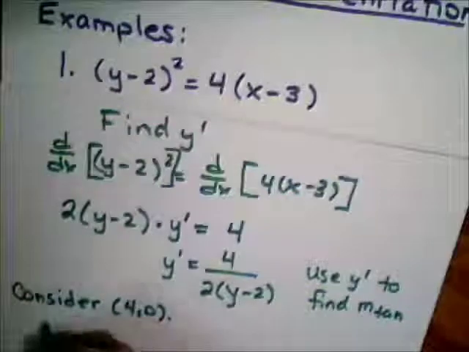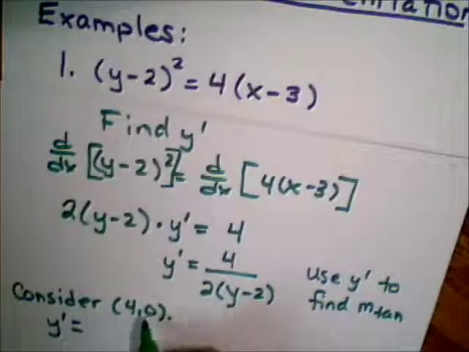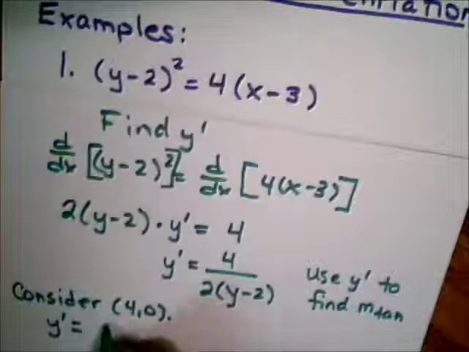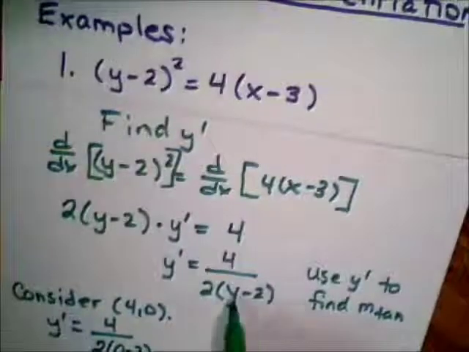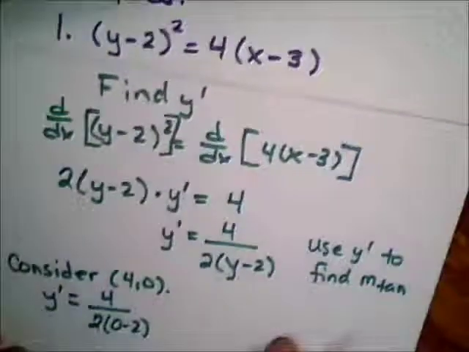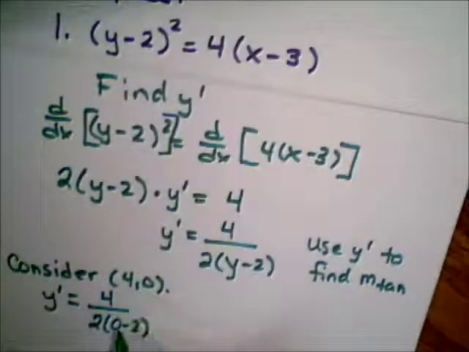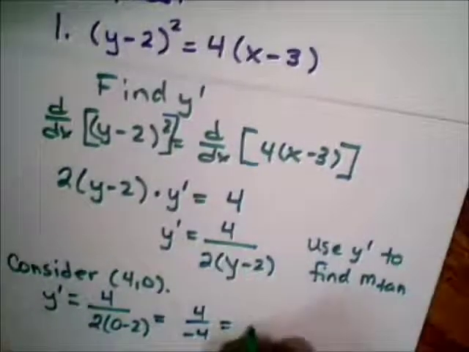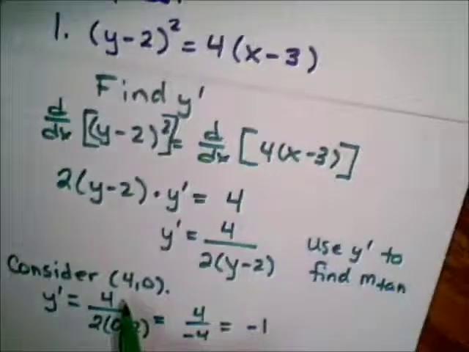Okay. Well, y prime can be calculated if we know x and y. If we look above, y prime is 4 divided by this product. So we need to take 4 and divide by 2 times the product of 0 minus 2. Only y showed up in the expression for y prime, so I had to substitute 0 for y. I simplify, and I find out that the curve is actually decreasing in the neighborhood of 4, 0.